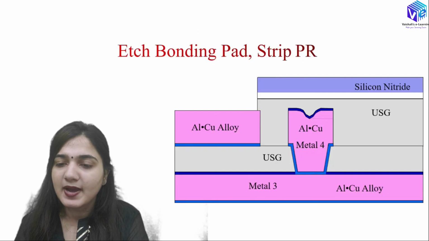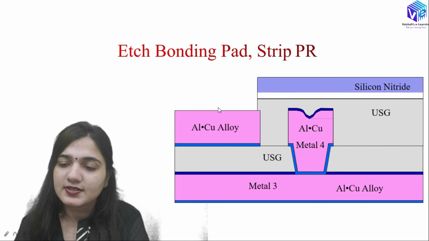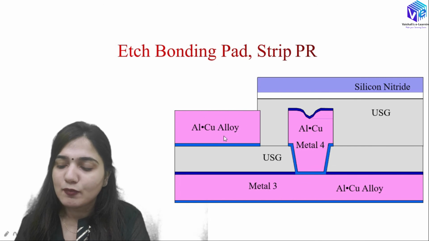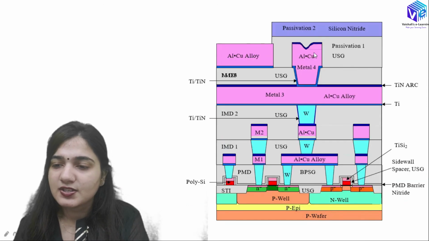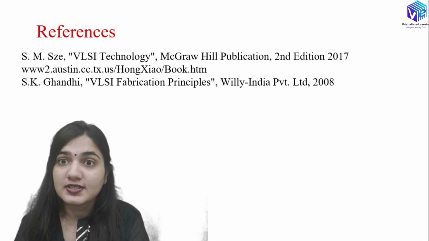So here I will be using a mask for that, that is mask 18, and we are going to have the trench in the silicon nitride layer. We are going to strip off the silicon nitride and the photoresist as well for the bonding pad connection of the given aluminium copper alloy. Right, so this is how we will be having the structure, and after that I am going to connect it with the bonding pad. So these are the references.